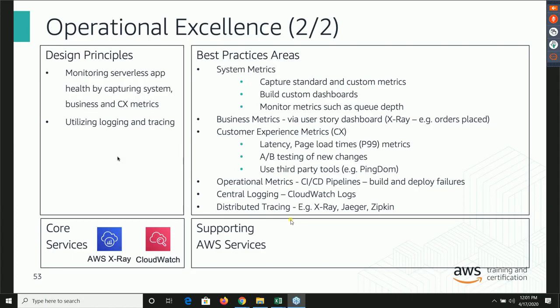Because you are using distributed architectures, you also want to capture metrics like queue depths for the queues that you're using, to make sure that your queues are not building up and not getting backed up as well. This is at the system level.